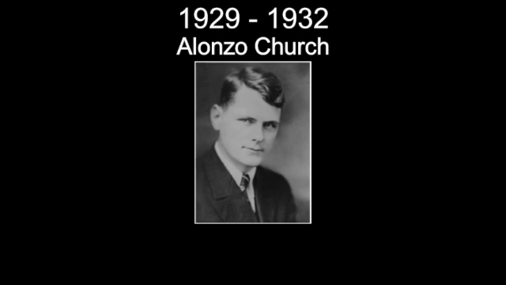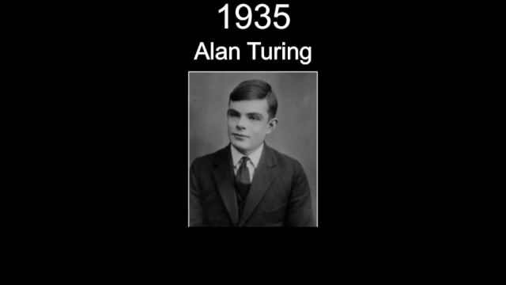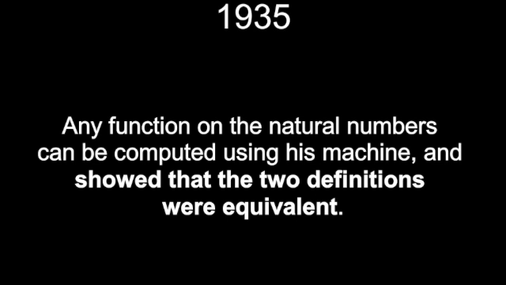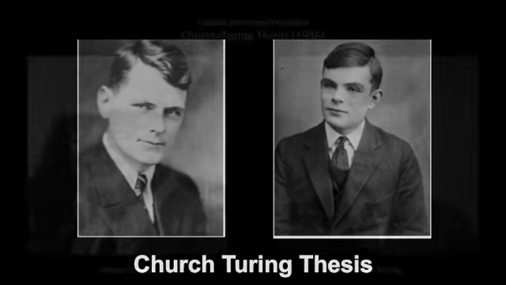In 1929 to 1932, Alonzo Church developed a notational system called the lambda calculus to determine algorithms. It was a formal system for mathematical logic. In 1935, he argued that any function on the natural numbers that can be effectively computed can be computed with his lambda calculus. Then, in 1935, Alan Turing independently developed the Turing machine. He similarly argued that any function on the natural numbers can be computed using his machine, and proceeded to show that the two definitions were equivalent. This discovery of their equivalence is what eventually led to the Church-Turing thesis.